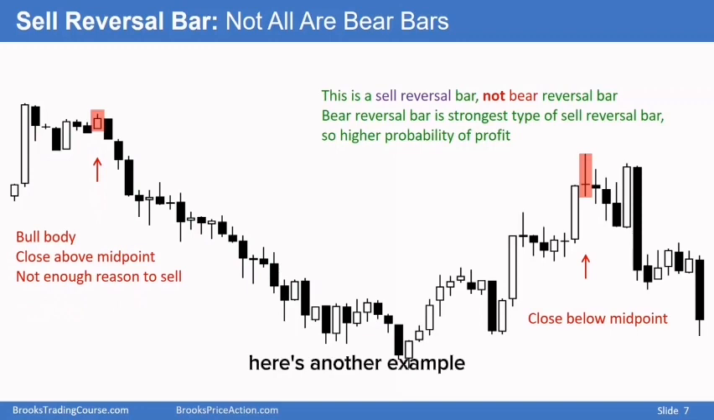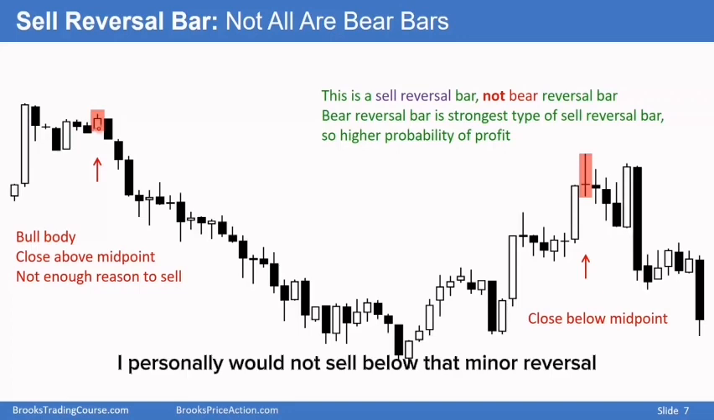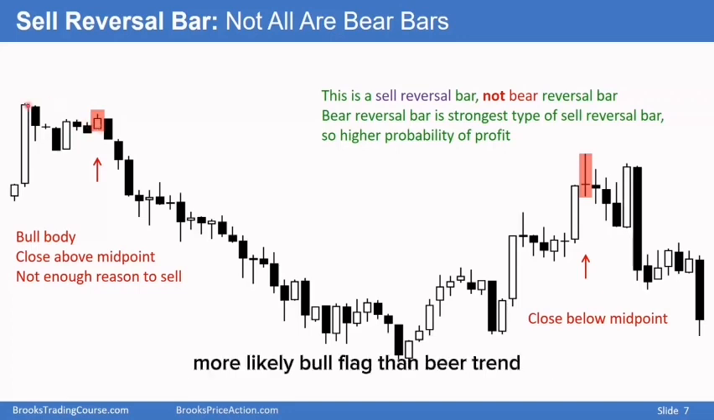Here's another example. We have a double top, slightly lower high, 2 legs up, 1 pullback 2. We might be failing. The bull trend might be failing. Not enough bars for a major reversal, so it's a minor reversal at this point. However, it did lead to a major reversal, as sometimes is the case. This is not, I think, a good enough reason to sell. I personally would not sell below that. A minor reversal, more likely bull flag than bear trend, but sometimes you get a bear trend.